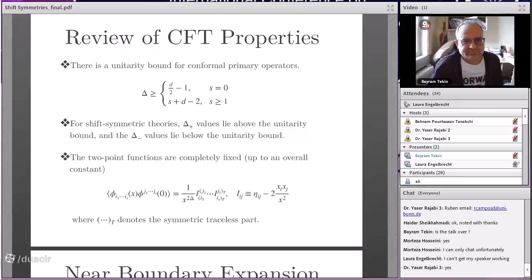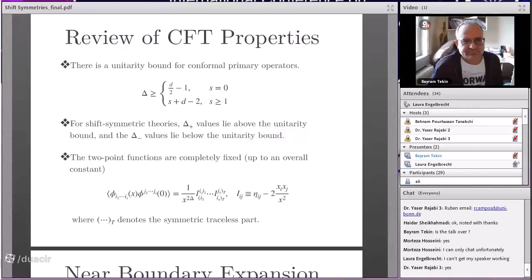So let me just review some of the properties of CFTs. There is a unitarity bound for conformal primary operators. For a theory to be unitary, the conformal dimension needs to be greater than or equal to d over 2 minus 1 for scalars, and s plus d minus 2 for spinning fields. And for shift symmetric theories, the positive root of the scaling dimension lies above the unitarity bound, whereas the negative root lies below the unitarity bound.